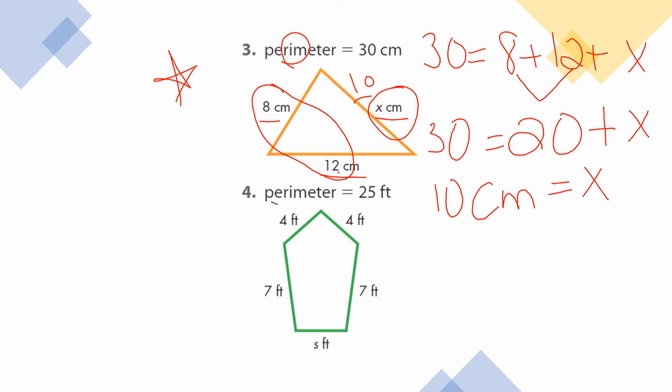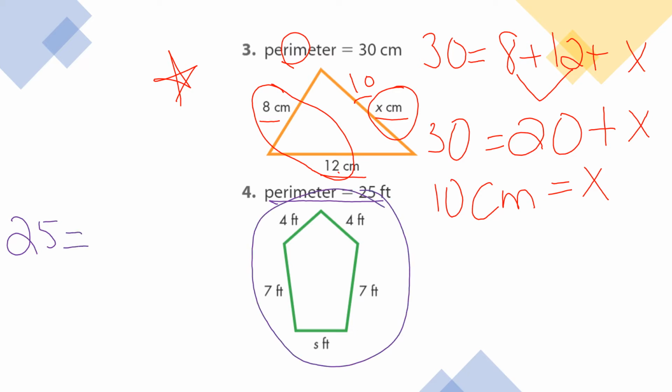For number 4, again, it gives me that perimeter of 25. So I know that 25 is going to be equal to all these numbers added up together. So I have 4 plus 4 plus 7 plus 7 plus S, meaning S is going to be that other side. It doesn't matter how you order these numbers because we know that addition, like multiplication, is commutative. So you're still going to get the same sum regardless of the order of the numbers. So I just laid them out like this, just going around.